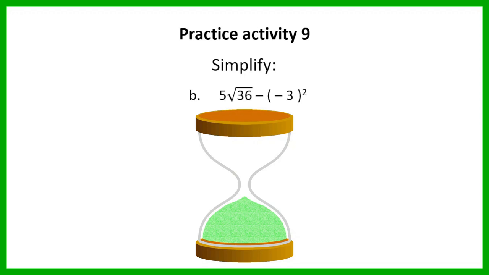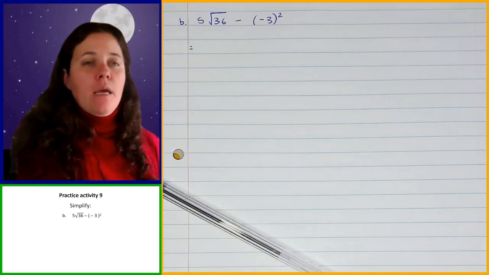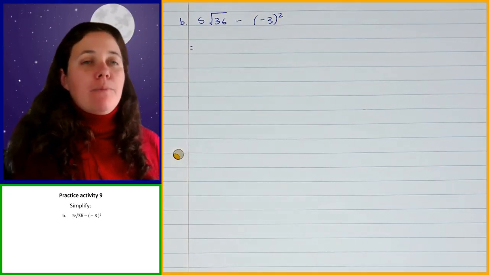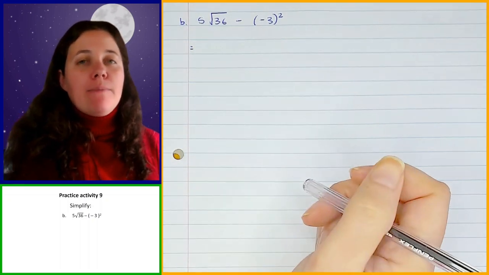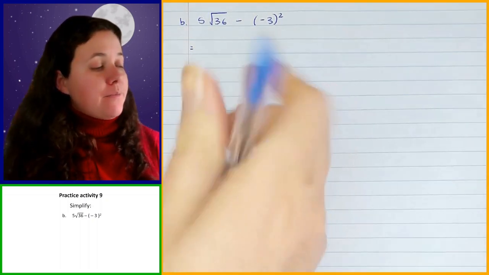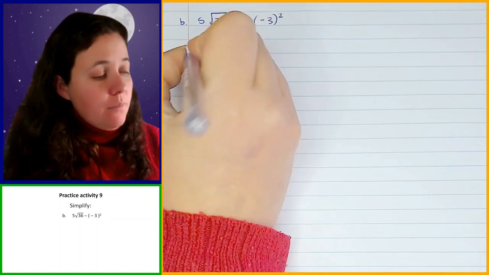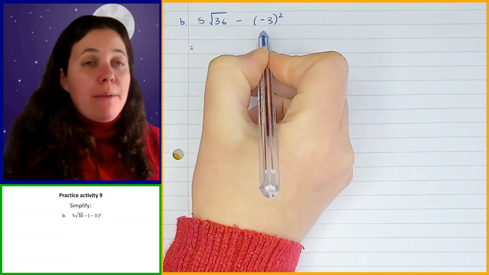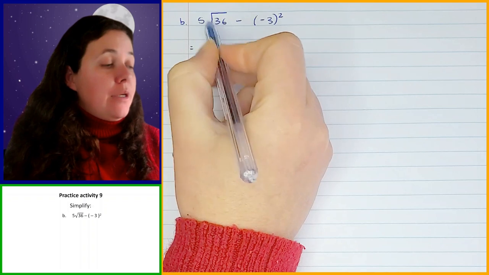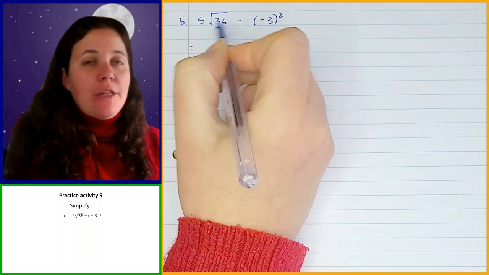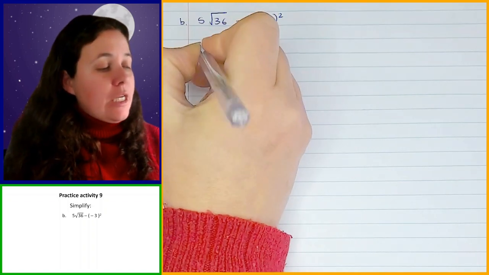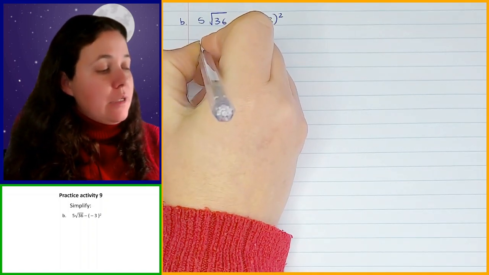Okay, so let's go through question B. We had 5 multiplied by the square root of 36 minus 3 times negative 3 squared. First of all, BEDMAS says that I need to do the root and the square first, because there's nothing else to do inside the brackets. So I can go straight on to simplifying the exponents.